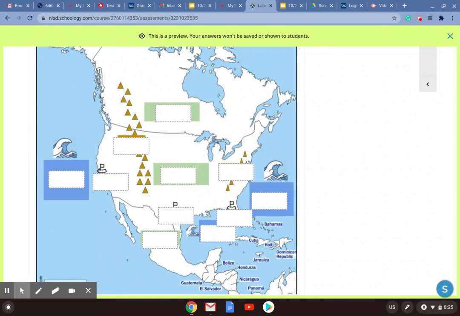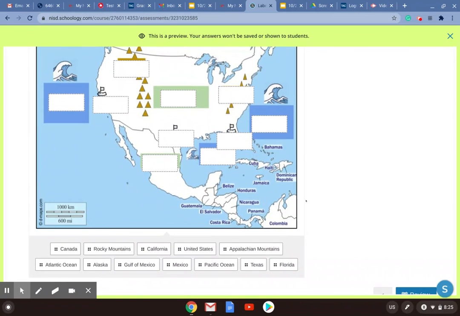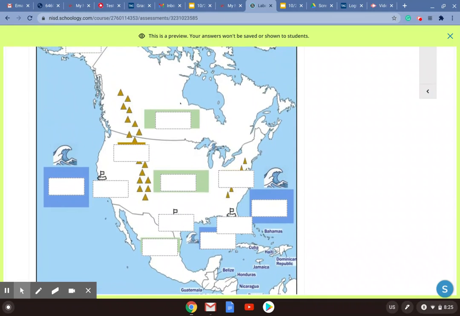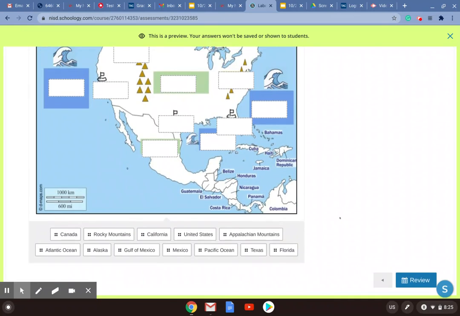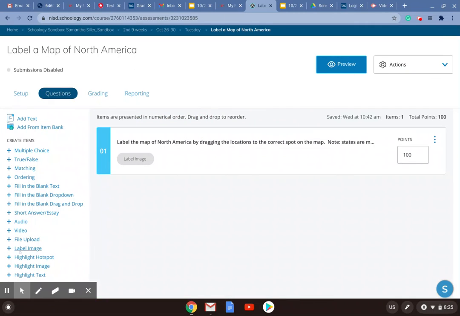And so here is a flag. Here is another flag. Here's a body of water right here. So you need to tell me what this one is right here. The one in green, those are the countries. And then the states are marked with the flag. So what state would be there, there, and there? And they all have a home for the drag and drop. And that's all you're doing for today.